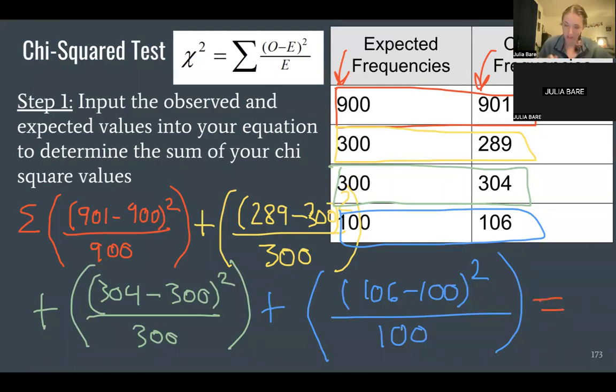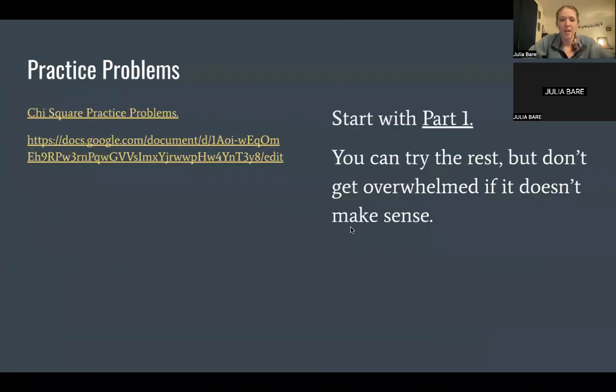See if you can calculate that. All right, I'm going to come back with the answer to our chi-squared value at the beginning of part 2. Now, in your practice problems, there will be chi-squared practice, and I want you to try to start with part 1. Don't try to move on to the other sections because it's going to be really difficult. You can try to move on if you're up for the challenge, but don't get overwhelmed. I'm going to teach you how to do the rest of this. Just start with part 1 of the practice problems.